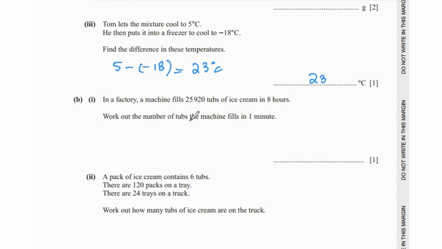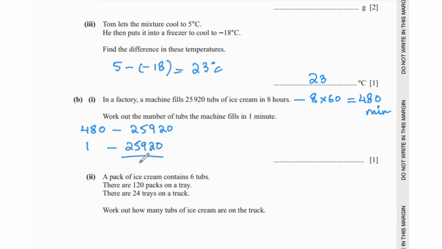In a factory, a machine fills 25,920 tubs of ice cream in 8 hours. Work out the number of tubs the machine fills in 1 minute. So 8 hours is basically equal to 8 times 60, which is 480 minutes. So if for 480 minutes we're taking 25,920 tubs, for 1 minute it's going to be 25,920 divided by 480, and that leaves us with 54 tubs.